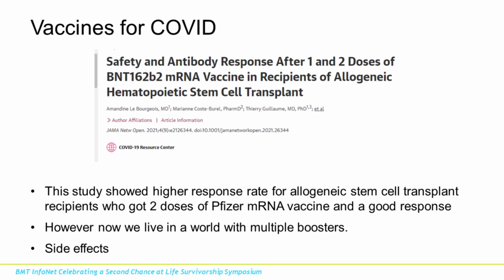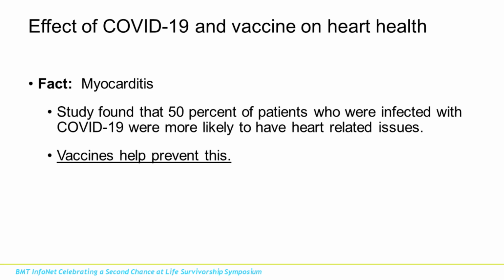The vaccines for COVID, this is just a study that was early on. We showed that there was a higher response rate for stem cell transplant patients and a good response rate who got the 2 doses of the Pfizer mRNA. Now we're in this position of multiple boosters. The 3rd booster showed positive effect, and the 4th booster, there are studies that showed that it's beneficial as well, especially in our immunocompromised. We have to weigh the risks and benefits of the side effects, and I'll briefly go over some of the side effects that people have been worried about right now.